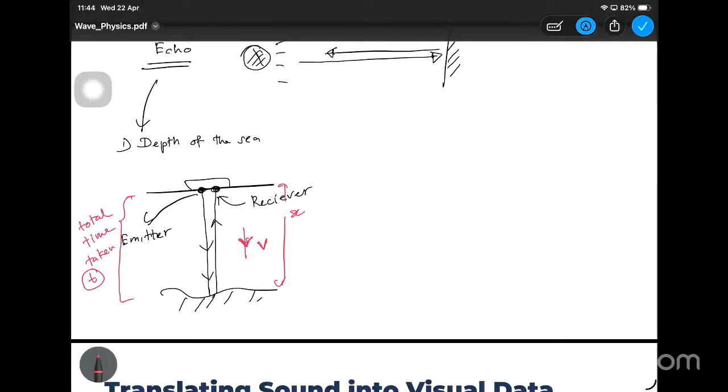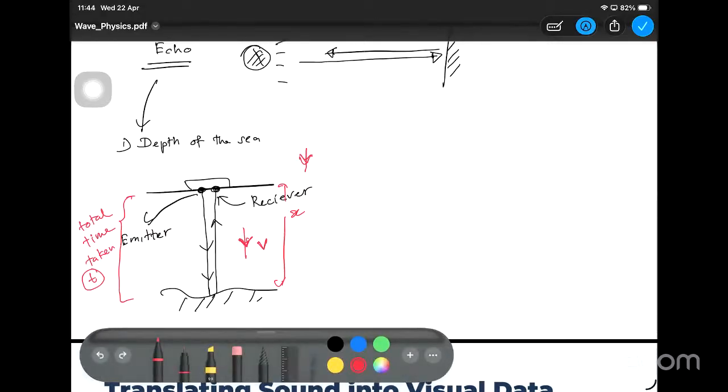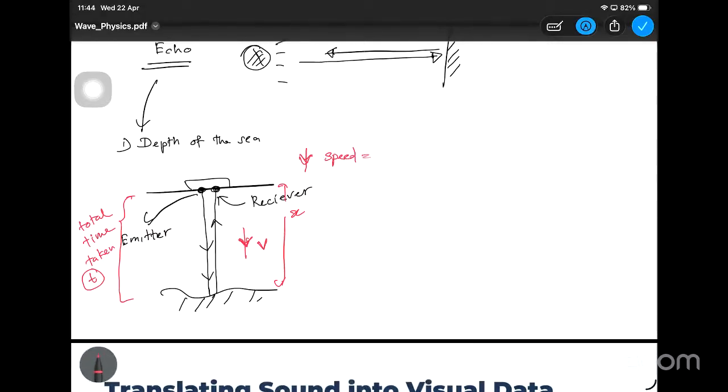Okay. Then we are using the linear motion equations here. So speed equals distance over time. The speed is going to be V. Now the distance, right? You need to think about it. This is the place where most of the students get the wrong approach.